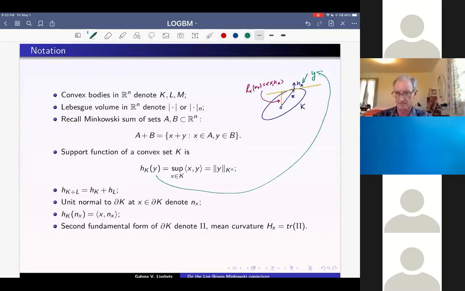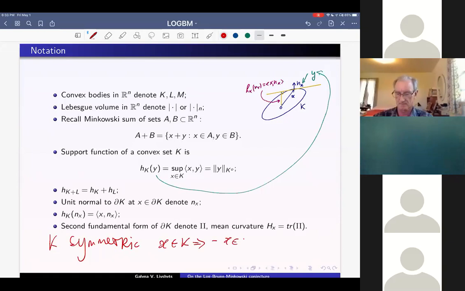And the nice property of the support function, yes? Excuse me, does K always contain the origin? Yes. For the talk, we should always assume that K contains the origin. Moreover, most of the time I will assume for the talk that the set K is origin symmetric. I didn't have the definition here, but let's say we assume that K is symmetric, meaning that if x is in K, then minus x is also in K. This a lot of the time will be the assumption.